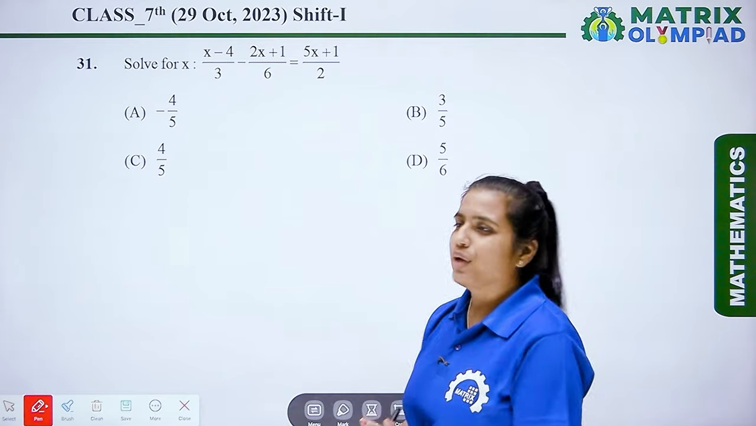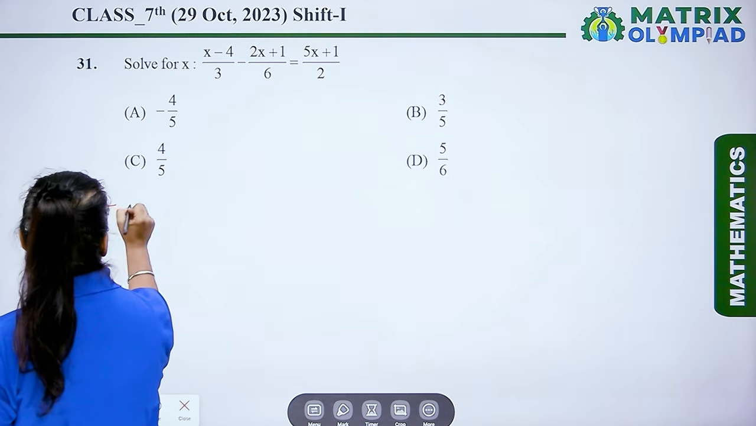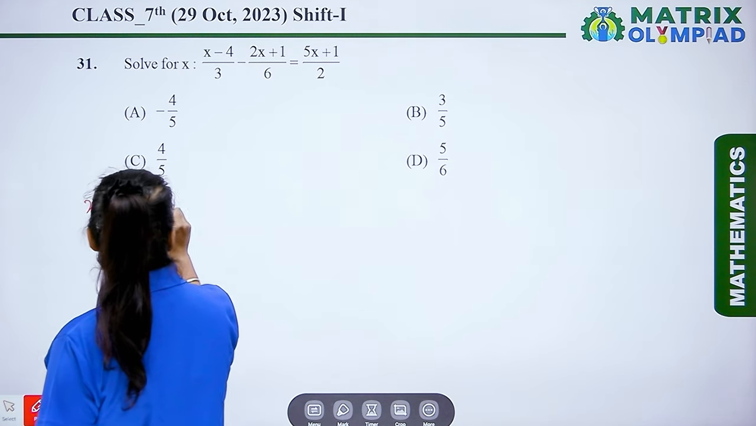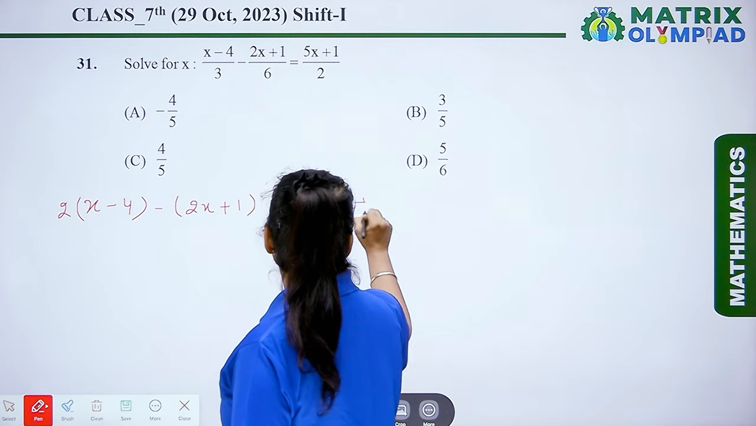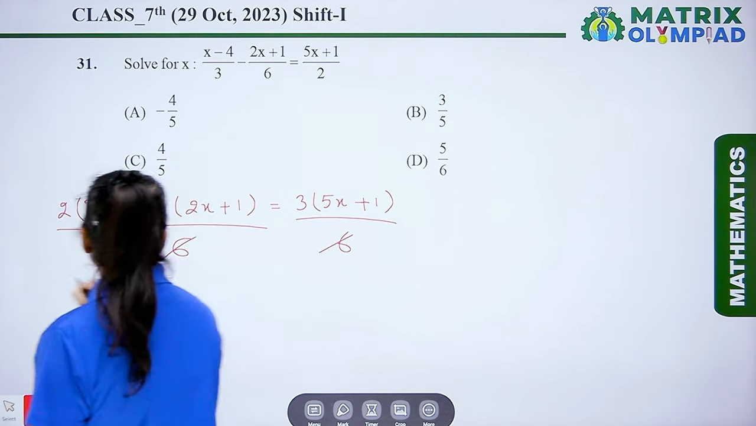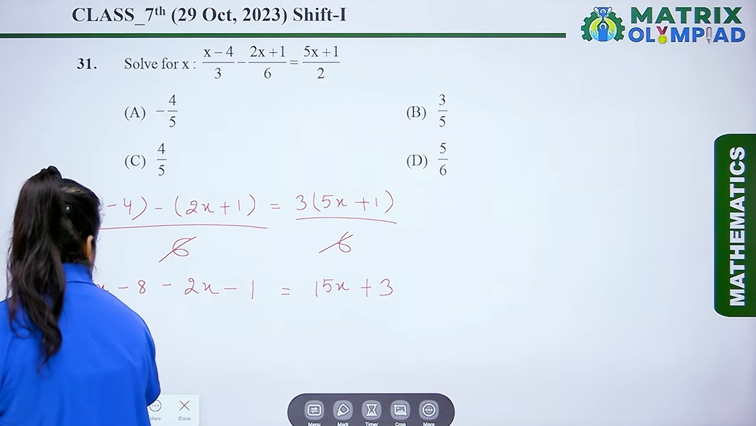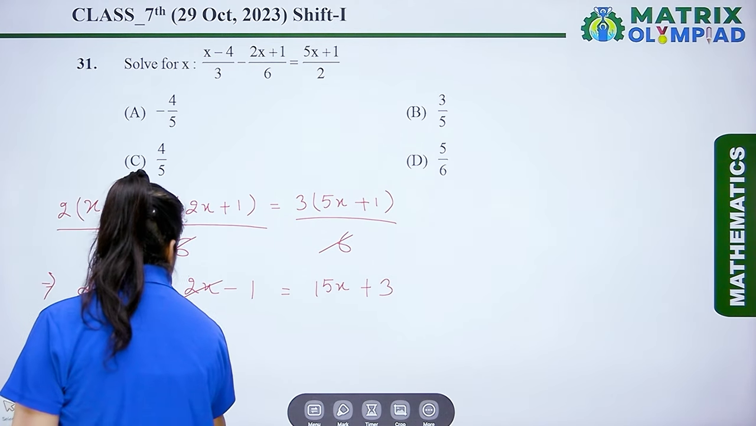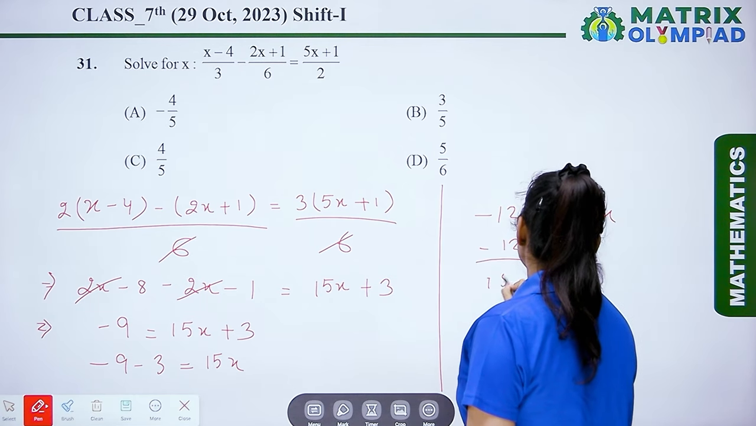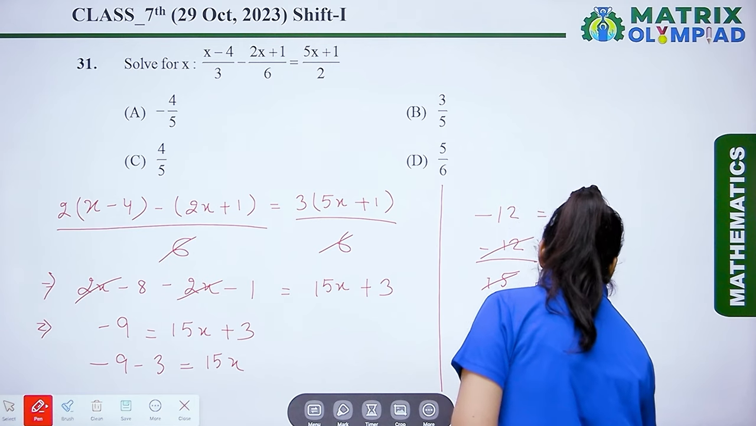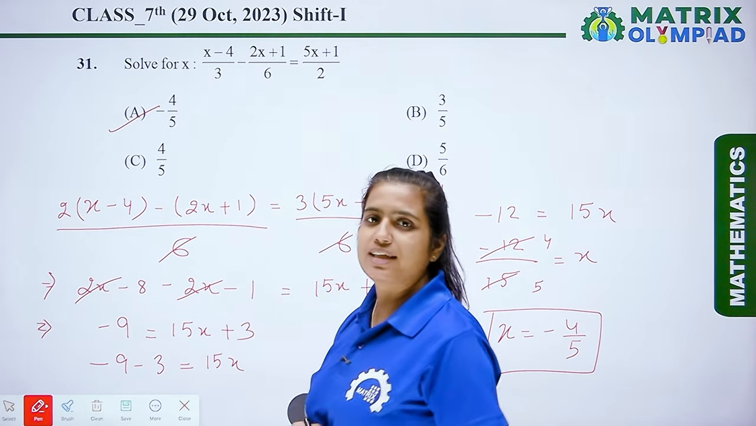Now the next question is question number 31, and in this question we have to solve the value for x. Let's solve. First of all, we are going to take the LCM, and here the LCM for 3, 6, 2 is 6. So here the value of x is negative 4 upon 5. Here option A is the correct answer.